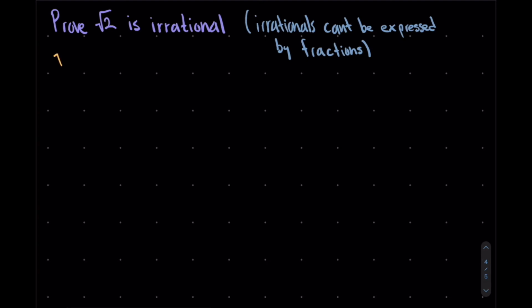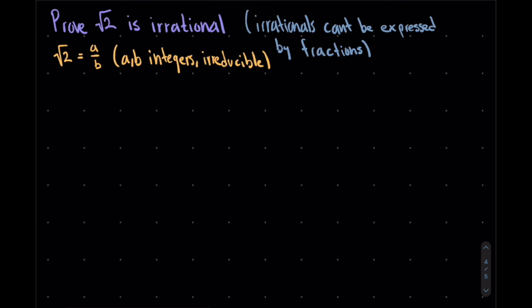We'll say that the square root of 2 is equal to a over b. And we have a restriction that a and b are integers, and this fraction is irreducible. So we can't reduce it anymore. a and b share no common factors. They are coprime.